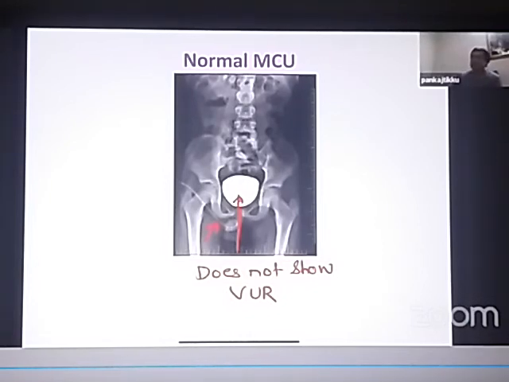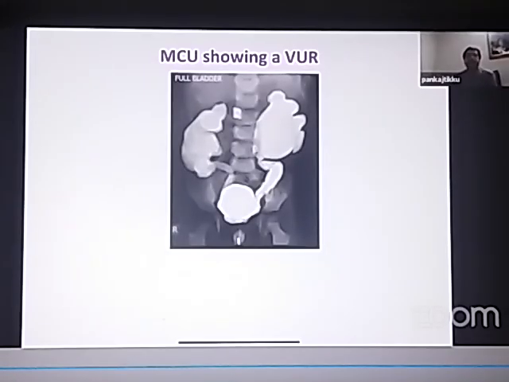However, this is the next, which shows you that there is a massive reflux. You can see how much dye is going up into the ureters and how much dye has entered into the kidney. So dye has not only entered into the bladder, but has started going up into the ureters and into the kidneys as well. So this is a micturating cysto-ureterogram which is showing a vesicoureteric reflux.